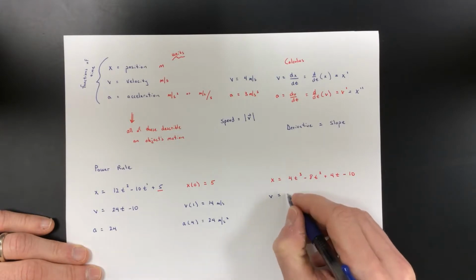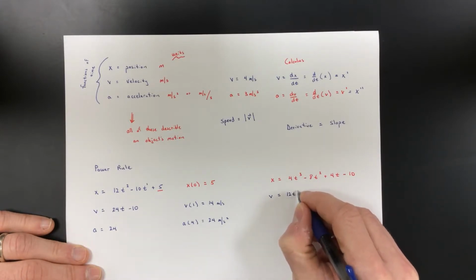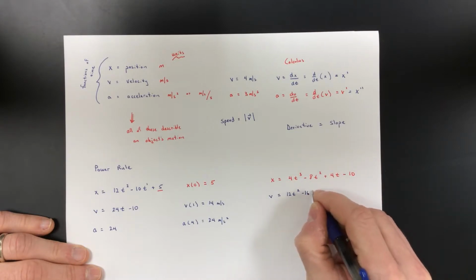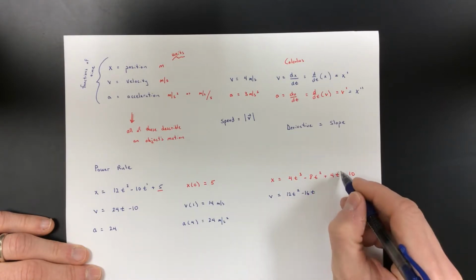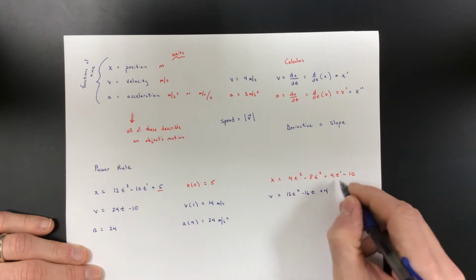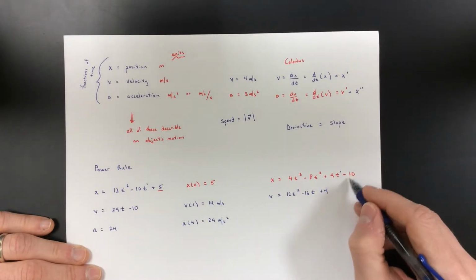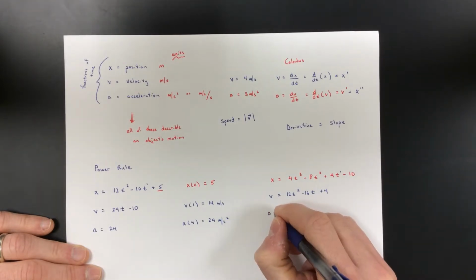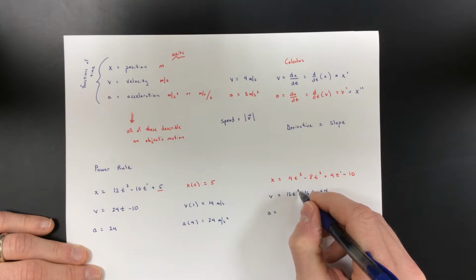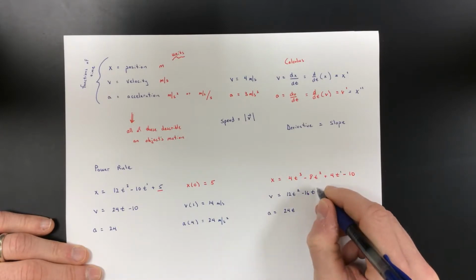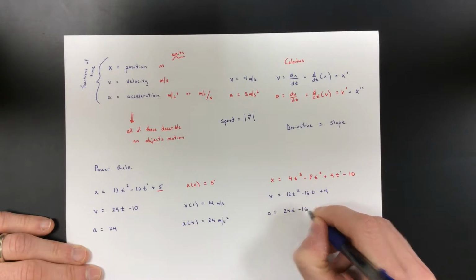Bring the power down. Decrease the power by 1. Bring the power down. Decrease by 1. Bring the power down. In this case, the power is just 1. Decrease the power by 1. Derivative of a constant is 0. So I get a velocity equation. Acceleration. Take a derivative of velocity. Bring the power down. So it's 24. Decrease the power by 1. Bring the power down. And we get that.